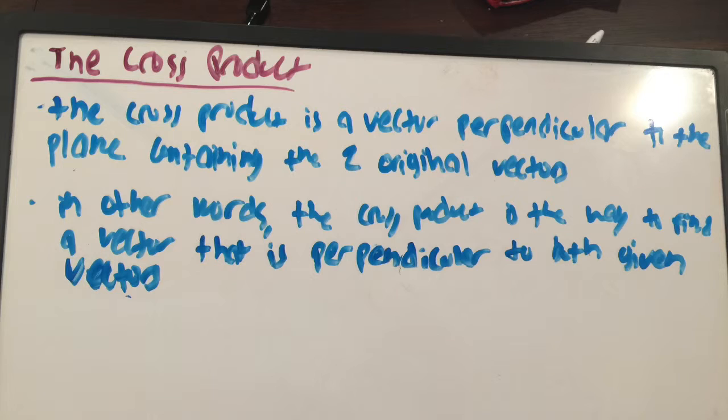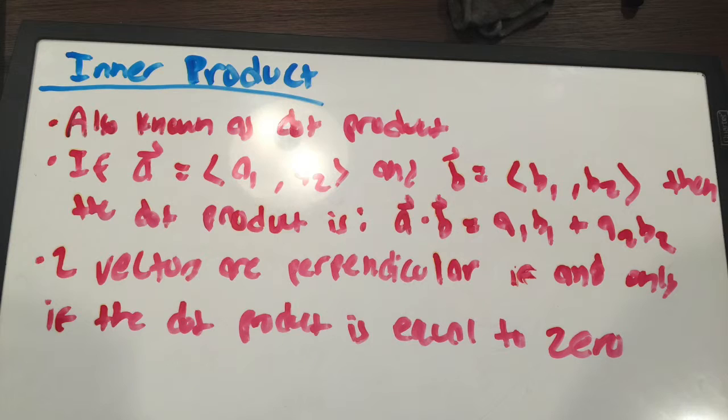The cross product is a vector perpendicular to the plane containing the two original vectors. In other words, the cross product is the way to find a vector that is perpendicular to both given vectors.